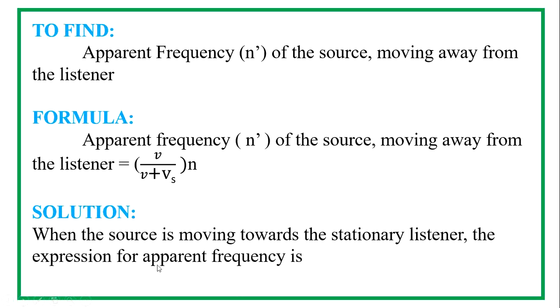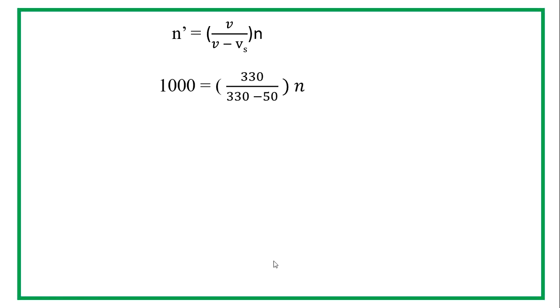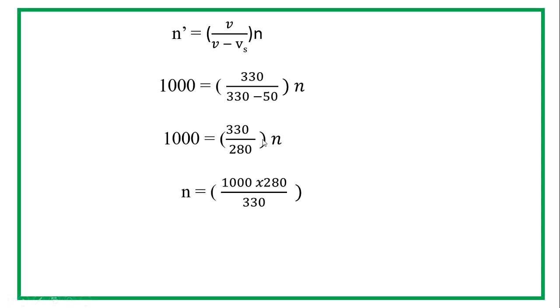Solution: when the source is moving towards the listener, the expression for apparent frequency is, here first we have to find out for the source moving towards the listener, and after that for the source moving away from the listener. n dash is equal to V by V minus Vs into n. What is n dash? 1000 is equal to 330 by 330 minus 50 into n. 1000 is equal to 330 by, when we subtract 330 and 50 we get 280, into n. Now we have to find the n value.